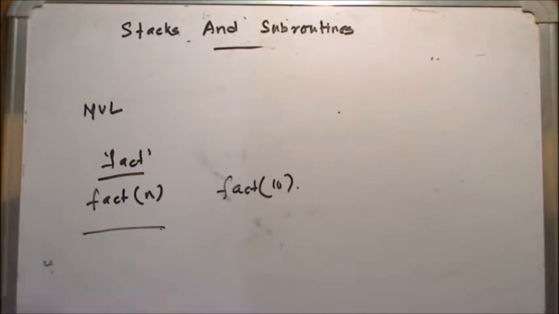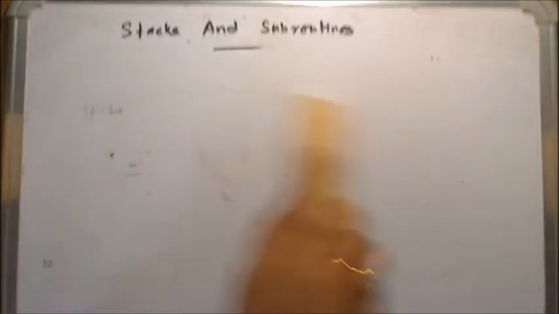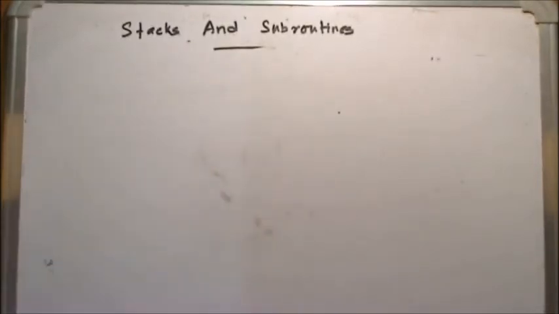If you write fact 20, it will find the factorial of 20 and come back. So how do you pass a parameter to the subroutine is what you are learning. Now to give the value to the subroutine, you need to store the value. So the first method of passing the parameter is using registers.